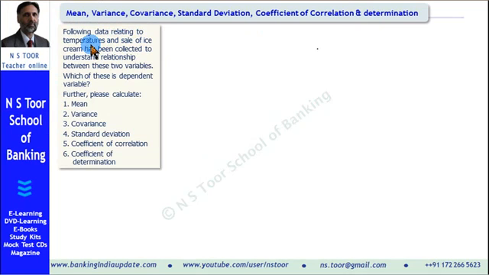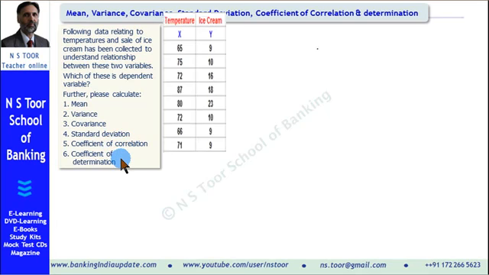Following data relating to temperatures and sale of ice cream has been collected to understand the relationship between these two variables. We have two variables. One is the temperatures, another is the sale of ice cream. Which of these is dependent variable? That is question number 1. Further, please calculate mean, variance, covariance, standard deviation, coefficient of correlation, and coefficient of determination.